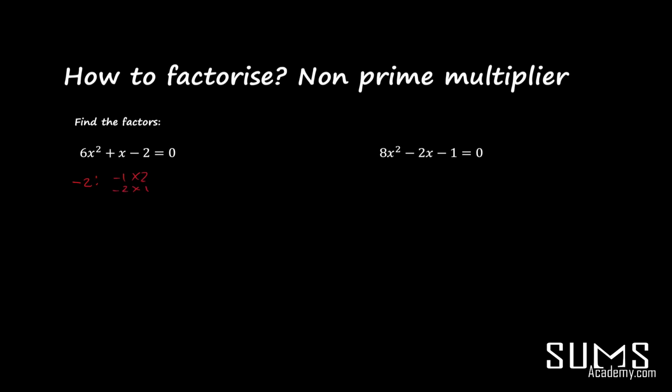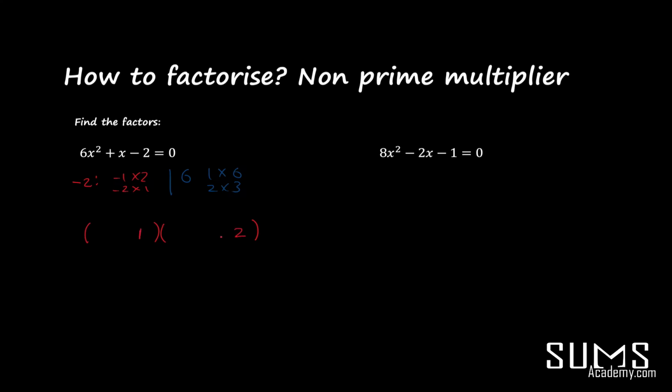Okay, now you need to think about what are the factors of this coefficient on the x squared. So 6, 1 times 6 or 2 times 3. Okay, so there are my factors. So I can then start to draw in my brackets. So these numbers here are always going to be in these brackets at the end, so 1 and 2.